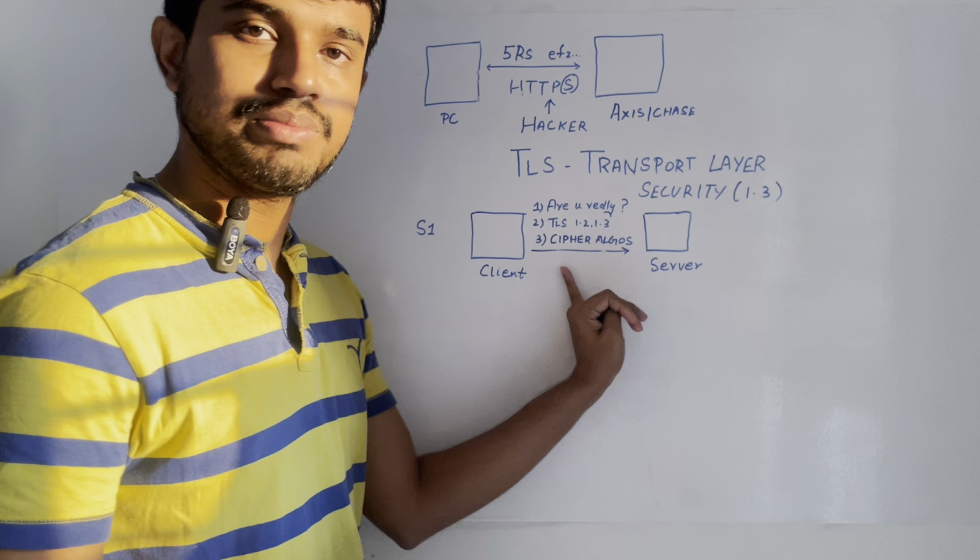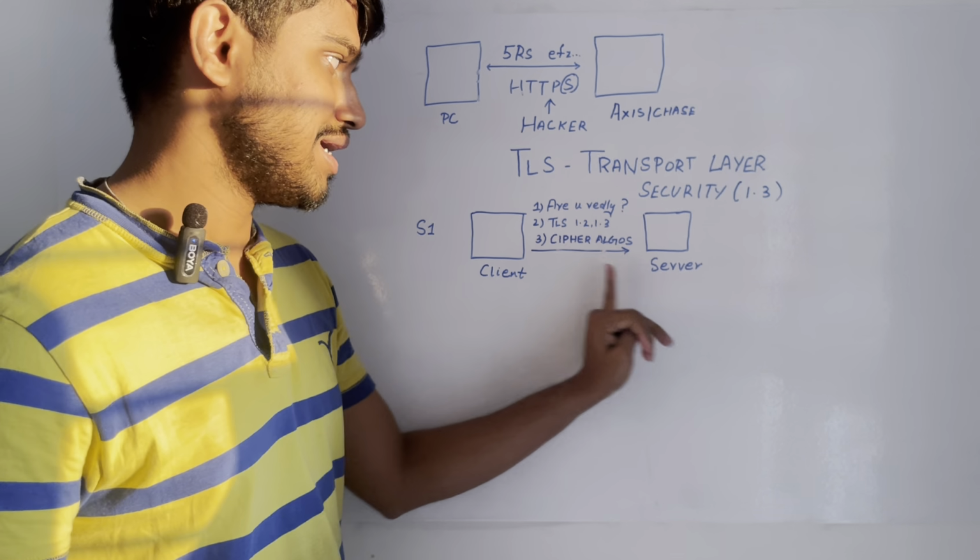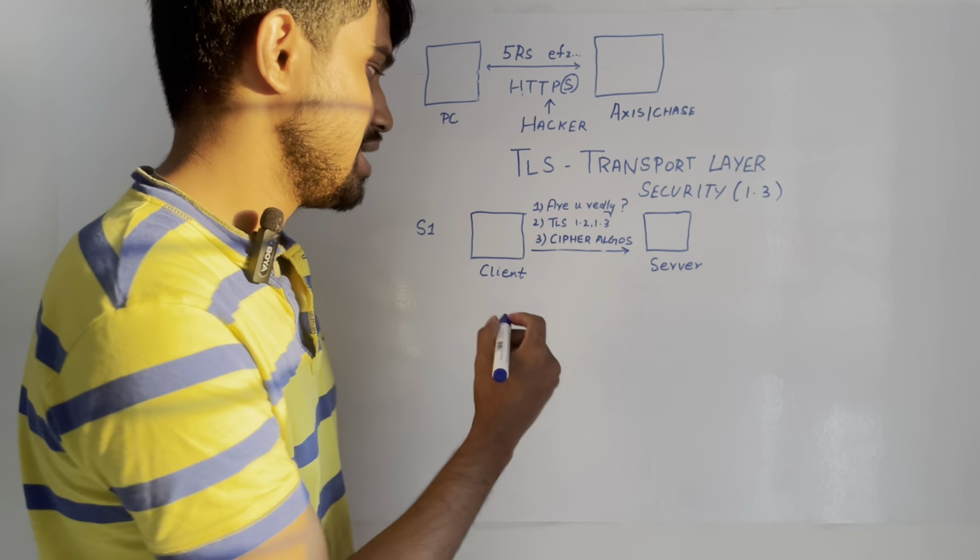So these are the three things it asks, and based on the TLS version and the cipher algorithm, in version 1.3 a random key is also shared. Let me explain that later at the end. So let's see the steps in the TLS first.